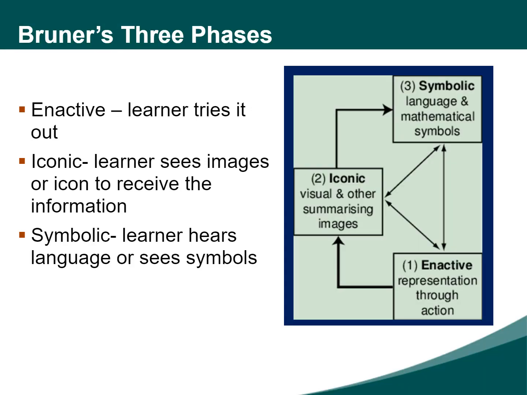Depicted here in this image are Bruner's 3 phases. Enactive is where the learner tries it out. They get their hands on it. Then iconic is where the learner sees images or icons to receive the information. And finally, symbolic is where the learner hears languages or sees symbols, and this is an abstract manner of receiving the information.